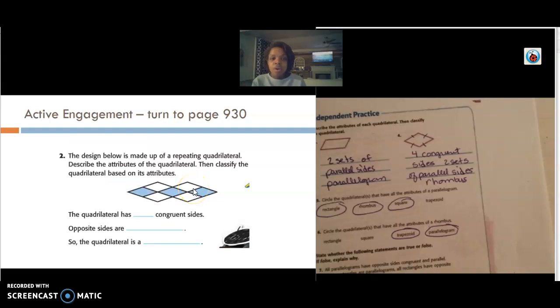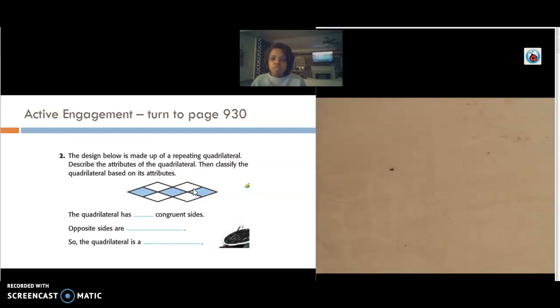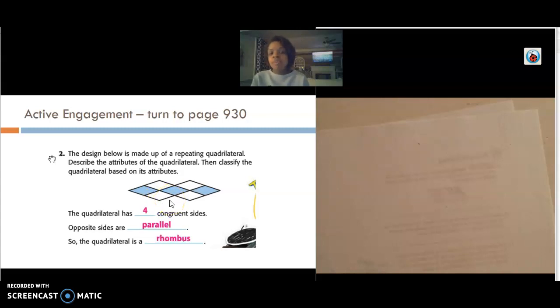All right, so we're going to go over number 2 here, and then we're going to go over these pages that I have. The design below is made up of a repeating quadrilateral. Describe the attributes of the quadrilateral. So looking at one of these, you can see that there aren't any right angles, but all of the sides are congruent. So because of that, this quadrilateral has 4 congruent sides. The opposite sides are also parallel, which means they'll never intersect each other. So this quadrilateral is a rhombus.